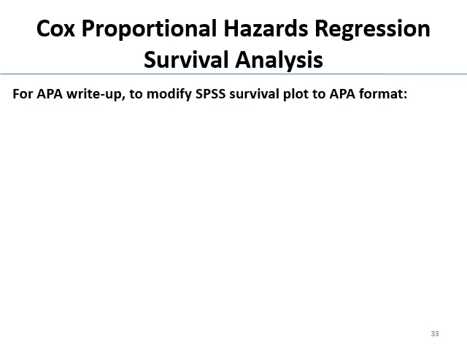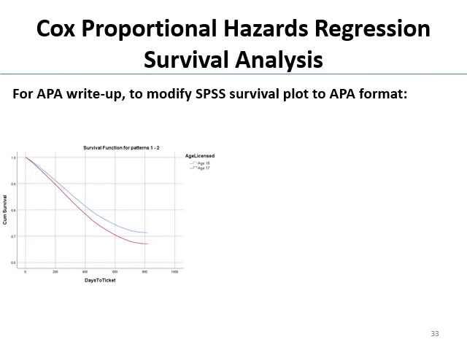So for the APA write-up, you've got to modify those survival plots. This should be old hat for you guys, to make them APA compliant. So you've got to take this thing on the left, with cum survival, days to ticket squished together, that thing up top that's not a real title, the key not being within the body of the plot itself, and the y-axis not starting at 0. It's really not APA compliant.